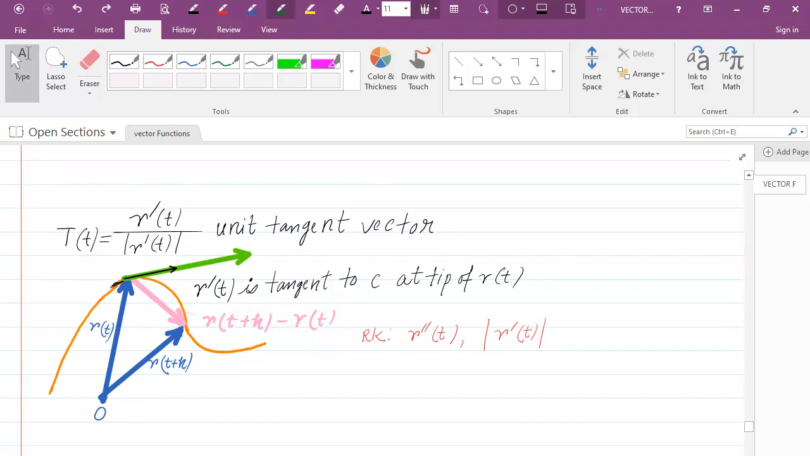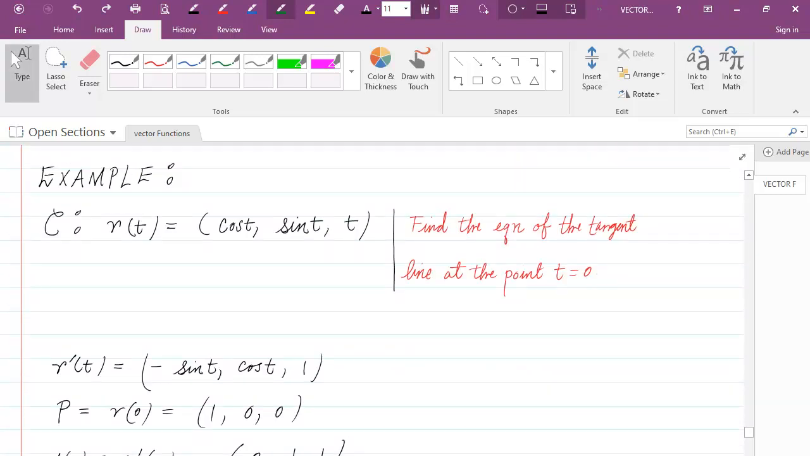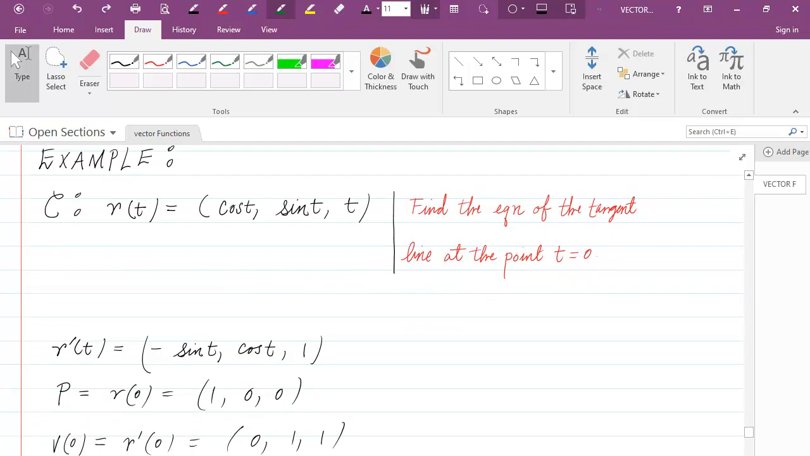So let's now do an example. Let's say I have a curve that is parameterized by the vector function r of t with components cosine t, sine t, and t, and I want to find its derivative, and I also want to find the equation of the tangent line to the curve at the point where t is 0. Okay, so how do I do it? Well, r prime of t is going to be the derivative. So how do I find r prime of t? Well, I take the derivatives of the components here. So derivative of cosine t is negative sine t, derivative of sine t is cosine t, derivative of t is 1.